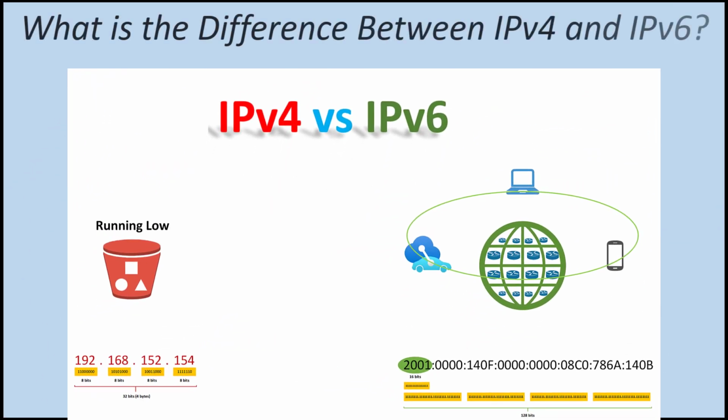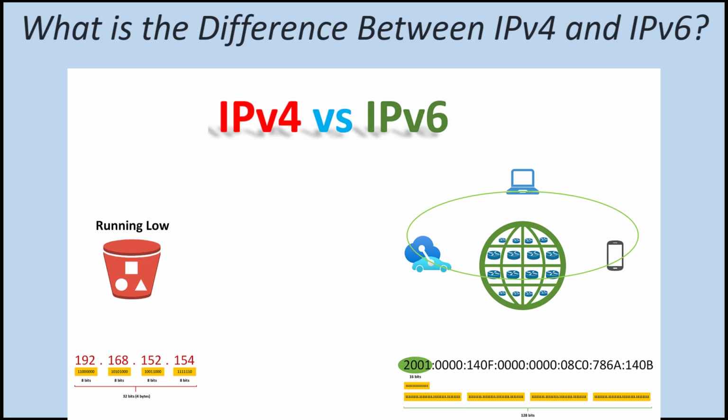What is the difference between IPv4 and IPv6? Stepping into the realm of Internet Protocol versions, let's simplify it. Think of IPv4 and IPv6 as different editions of the Internet Protocol, with the key difference being the length of their addresses. IPv4 sticks with 32-bit addresses, while IPv6 takes it up a notch with 128-bit addresses.